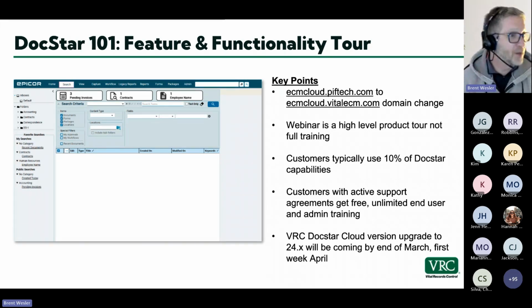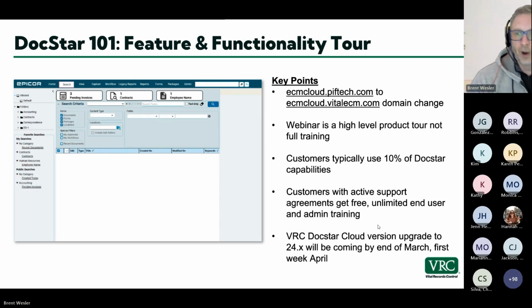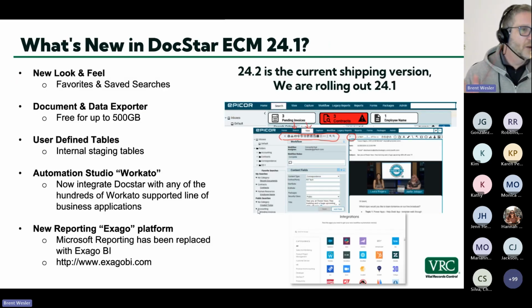Anyone that is on-premise that wants to get this, if you have an active support agreement with us, email Docstar support at vitalecm.com and we'll schedule an upgrade for you. If you don't have support but you have software care, you can request the upgrade and apply it yourself. All right, so what's new?